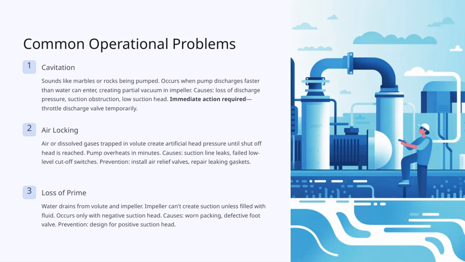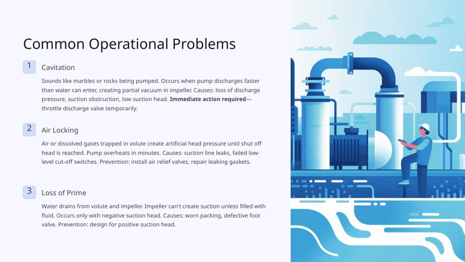Next, we have air locking. This occurs when air or dissolved gases get trapped in the pump's volute, creating an artificial head pressure. Until the shutoff head is reached, the pump can't move water effectively, and it can overheat within minutes. Common causes are leaks in the suction line or failed low-level cutoff switches. To prevent this, installing air relief valves and repairing leaking gaskets are effective solutions.